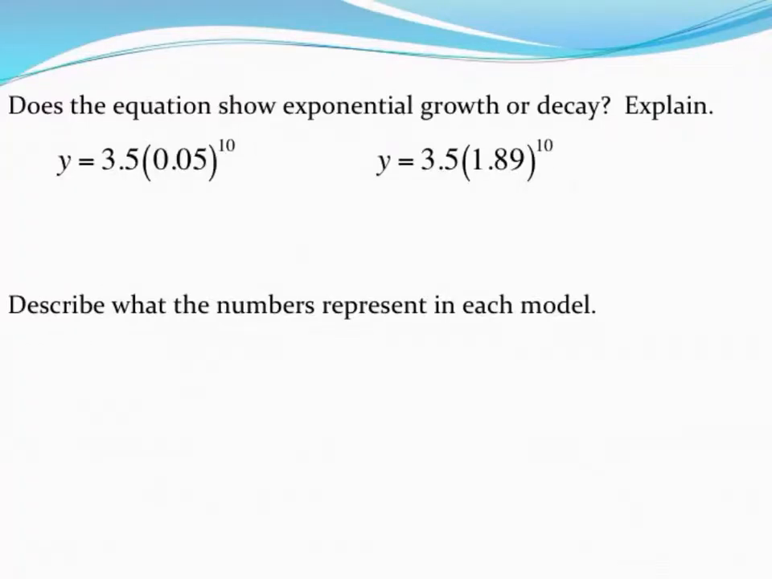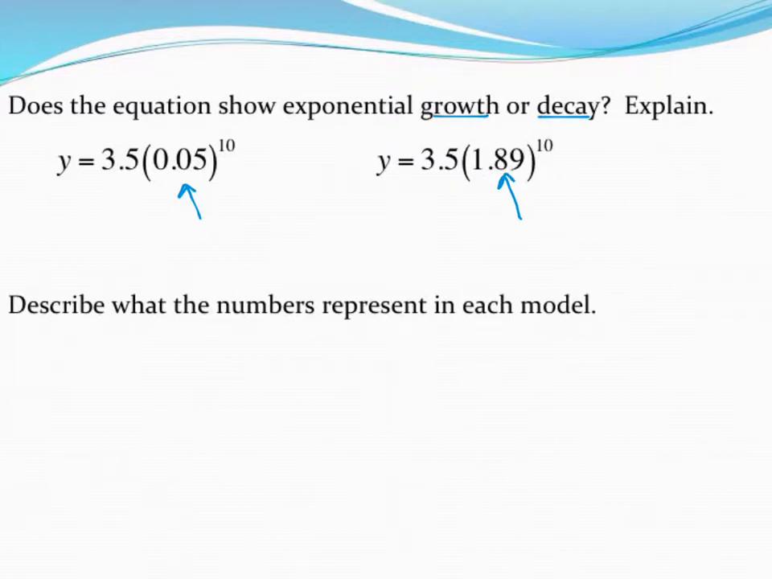In order to tell whether an equation represents exponential growth or decay, there's just one number we need to look at, and that's our base, the number with the exponent on it. So in our first example, that's 0.05. In our second example, that's 1.98. So that's the one and only number you want to look at for growth or decay.